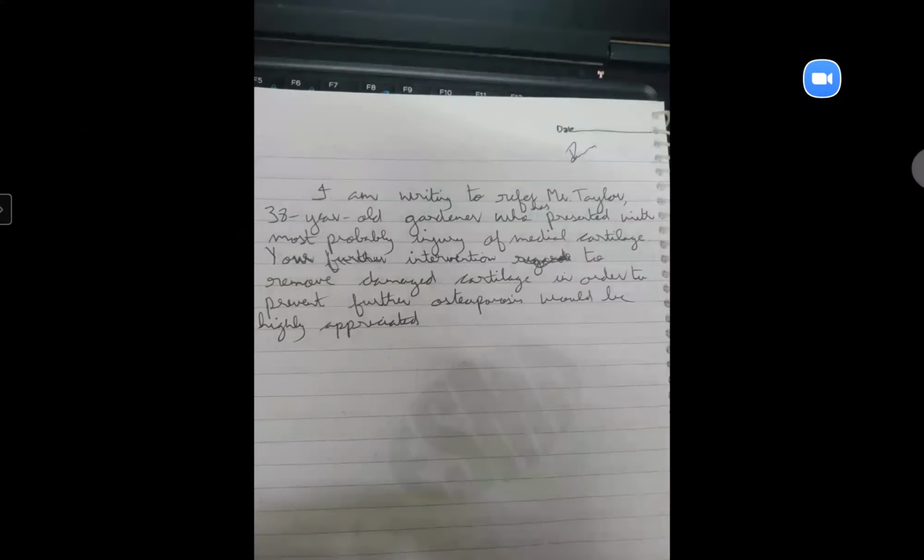I'm writing to refer Mr. Taylor, 38 years old, gardener, who presented with most probably injury of medial cartilage. Your intervention to remove damaged cartilage in order to prevent further osteoporosis would be highly appreciated.